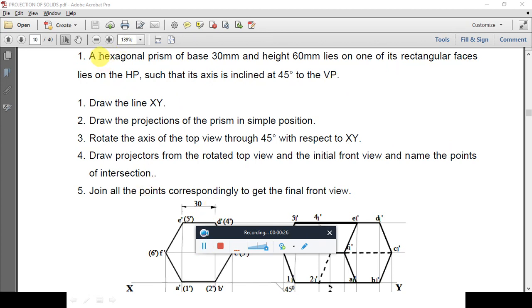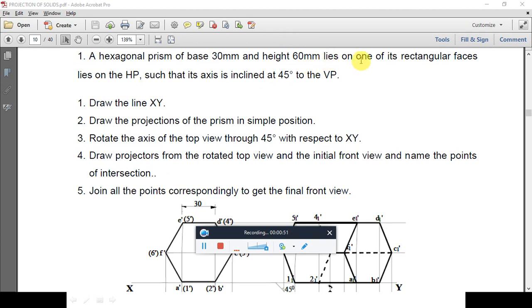So I think we are clear with the solid. The solid that we have received is a hexagonal prism. So one side we are going to have the 6 edges, and it will not have an apex point. It will have 6 sides. The base is 30 mm and the height of the prism is 60 mm.